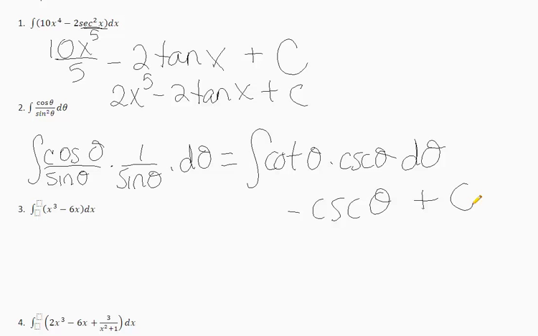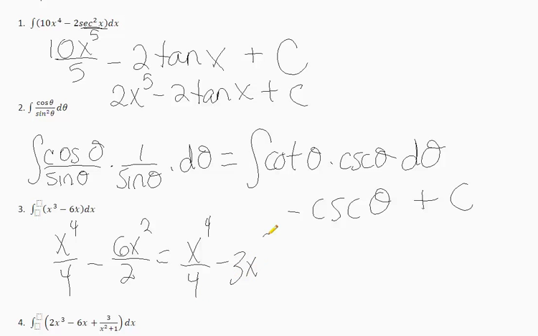So with some of the trig ones, you might just have to get creative. Next one, pretty straightforward. What's the antiderivative of x cubed minus 6x? It would be x to the 4th over 4 minus 6x squared over 2. Add 1, divide by 2. Simplify this: x to the 4th over 4 minus 3x squared plus c.